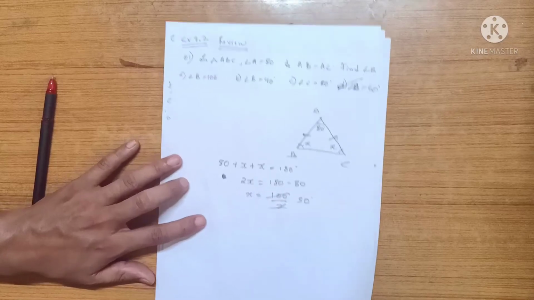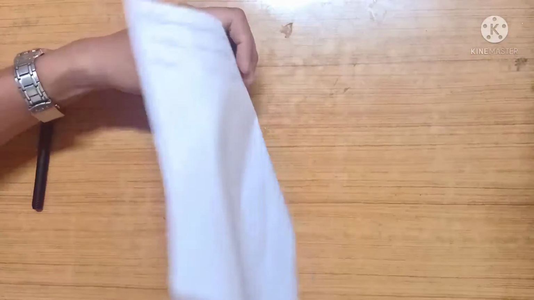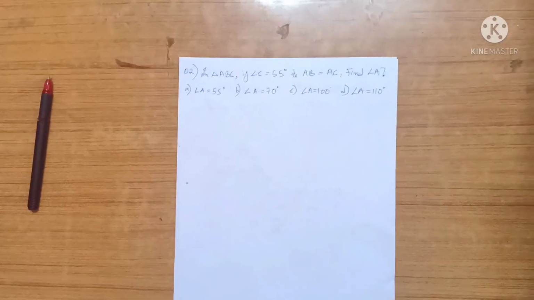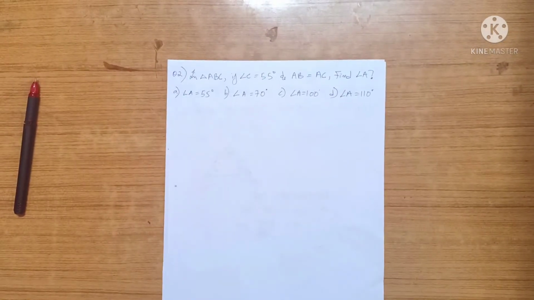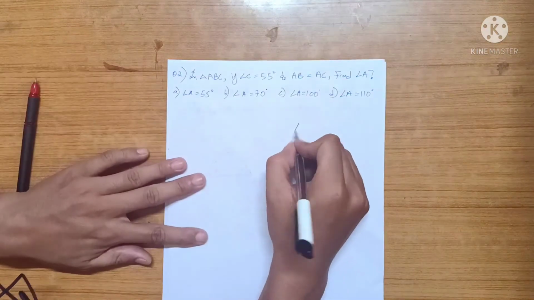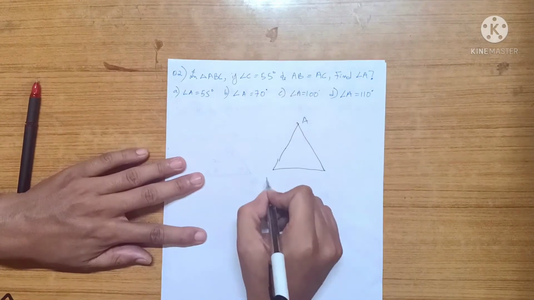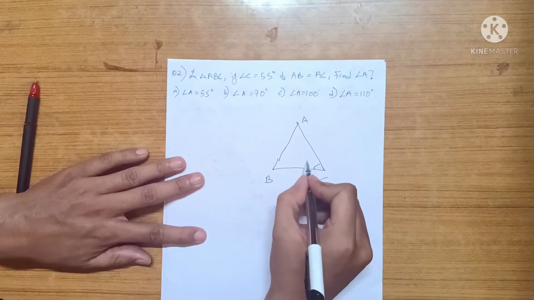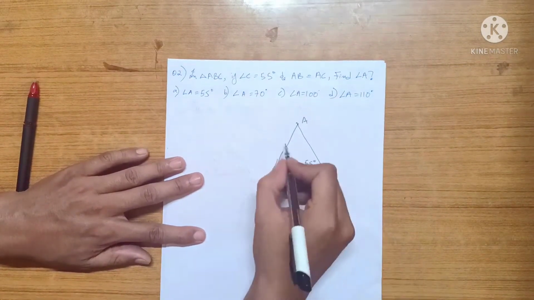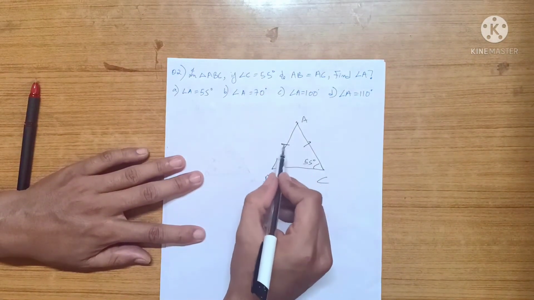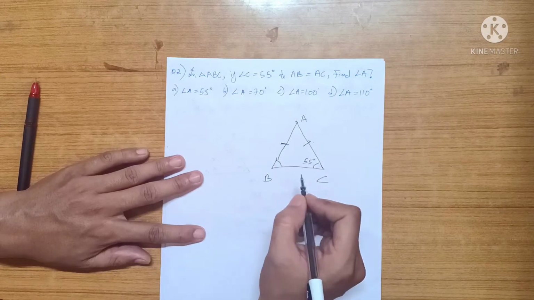Okay. So that's it. Let's go to the next question. In triangle ABC, if angle C is 55, it's exactly the same as the previous question, except this time they say C is 55 degrees and AB is equal to AC like the previous question. But we know that if these two sides are the same, then these two angles should be the same.